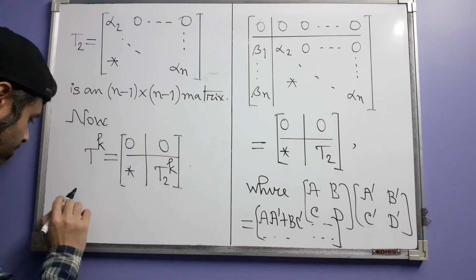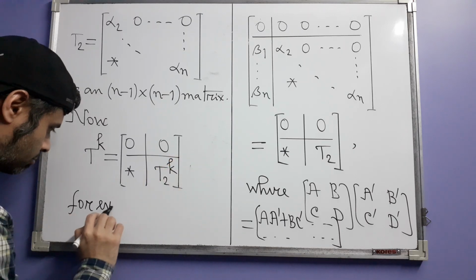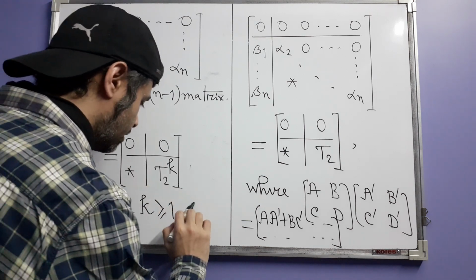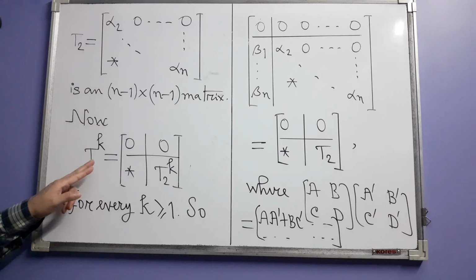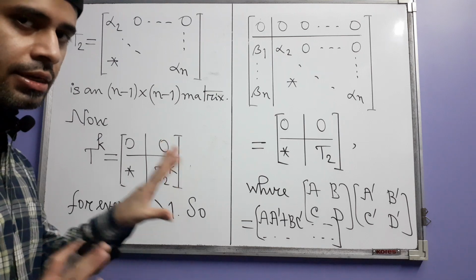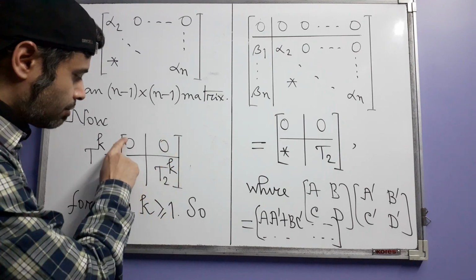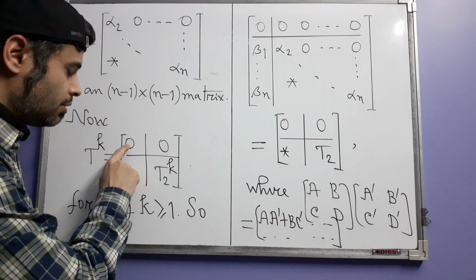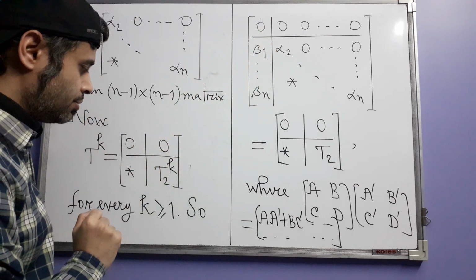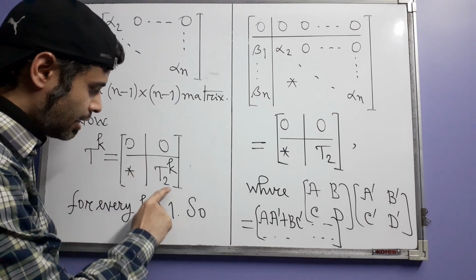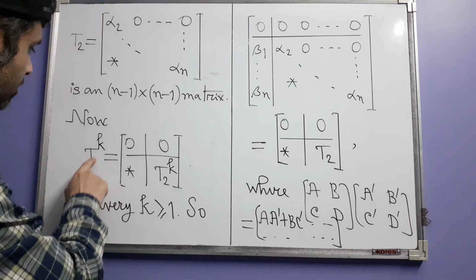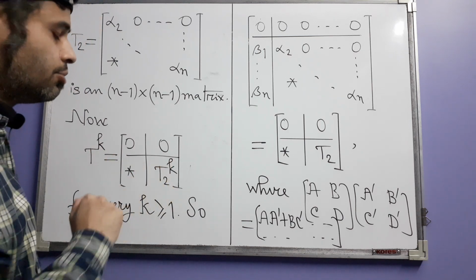So, I need to write for every positive integer k. Now, if you take the trace of T to the power k, then you have to take the trace of this entire matrix, which is the sum of all the diagonal entries. One of those diagonal entries, because this is a 1 by 1 block, will just be 0 plus the sum of the diagonal entries of this power of T2. That is why the trace of T to the power k will be equal to the trace of T2 to the power k.